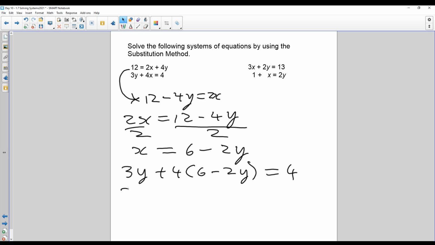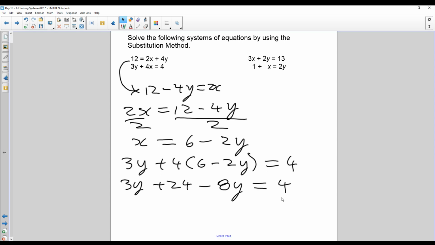So 3y plus 24 minus 8y equals 4. The great thing now is that we only have y's in this equation. We can't solve an equation with two variables if it's just one equation. But if we have two equations, which we did, then we can make the two equations into one, which is what we're doing now. So 3y minus 8y is minus 5y, plus 24 equals 4.